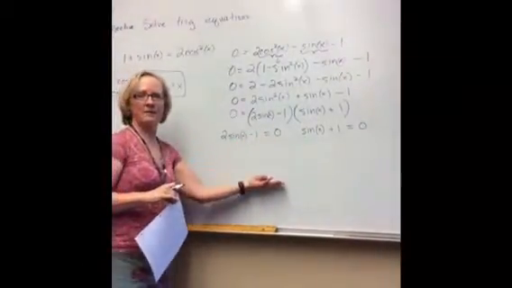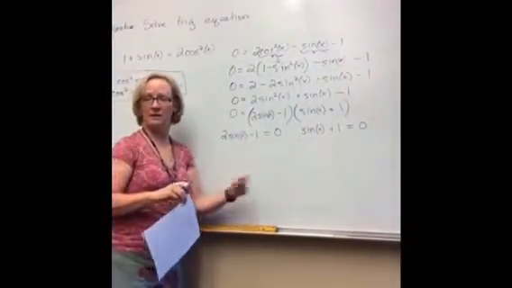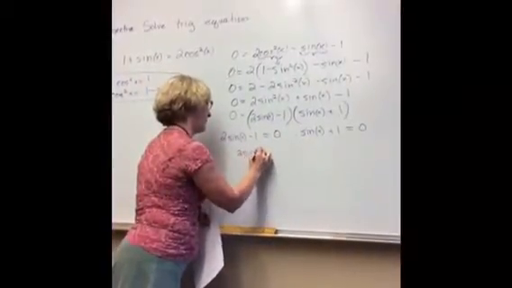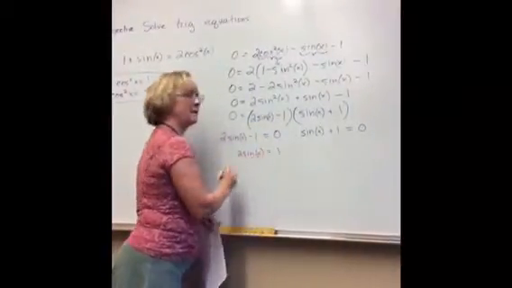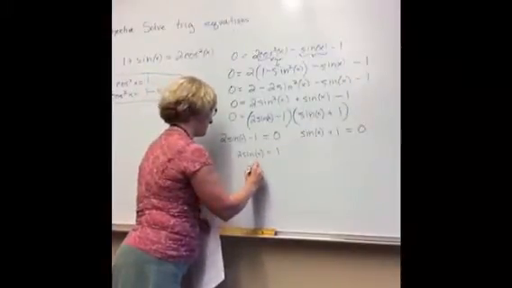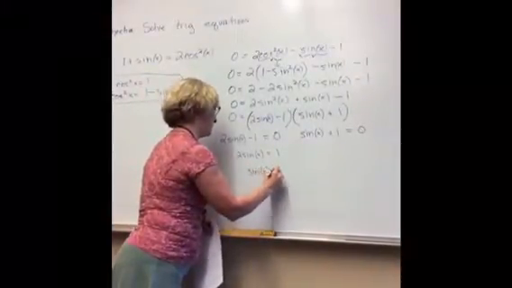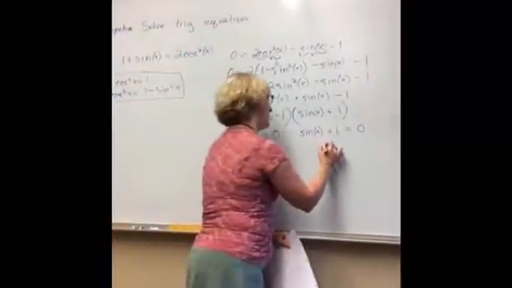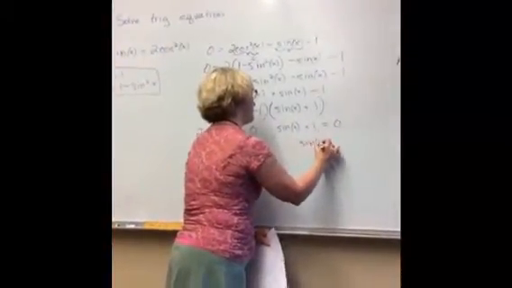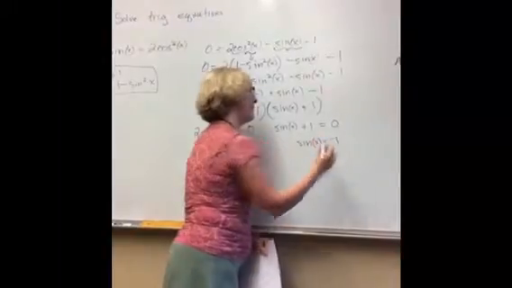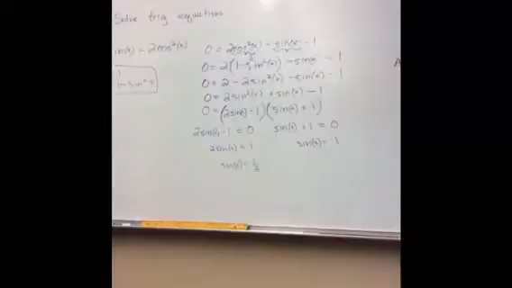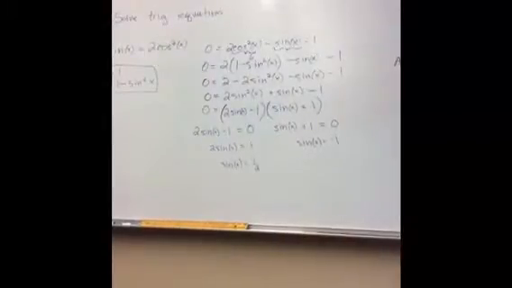Now we continue to solve this for sine of x. So we add 1, and we divide by 2. And over here, we subtract 1. Okay, so that was the easier part. Now we have to come up with all of the solutions.